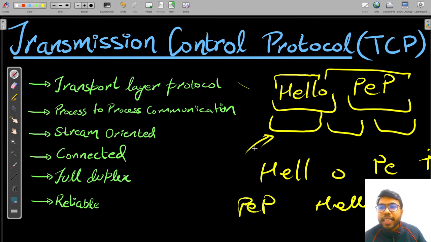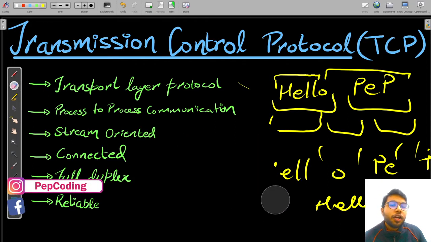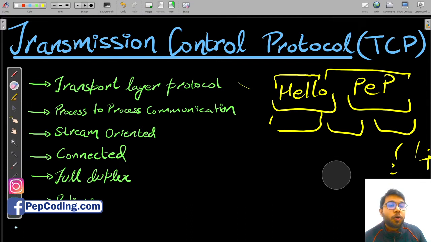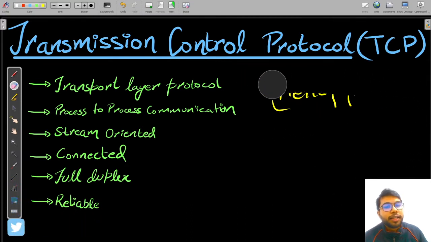So we are sending a stream of bytes that have been segmented, right? Segmentation boundaries are not the same as your message boundaries. The segmentation happens to optimize stuff, and message boundaries are not maintained in our TCP.